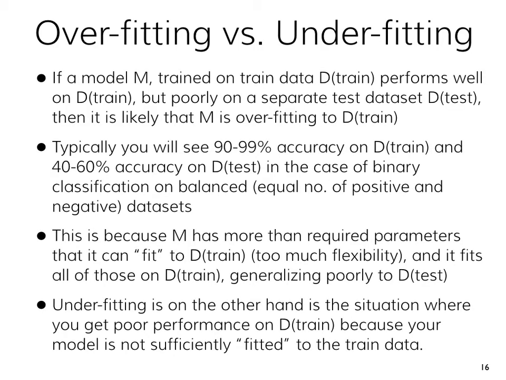So we have two types of problems in machine learning. One is called overfitting and another one is called underfitting. If you train a model on your training data and it nearly perfectly classifies your training data, let's say with 98% accuracy, but when you apply it on your test data, you get pretty much a random classification decision, say in binary classification something like 51% accuracy, this is because your classifier has overfitted to your training data.